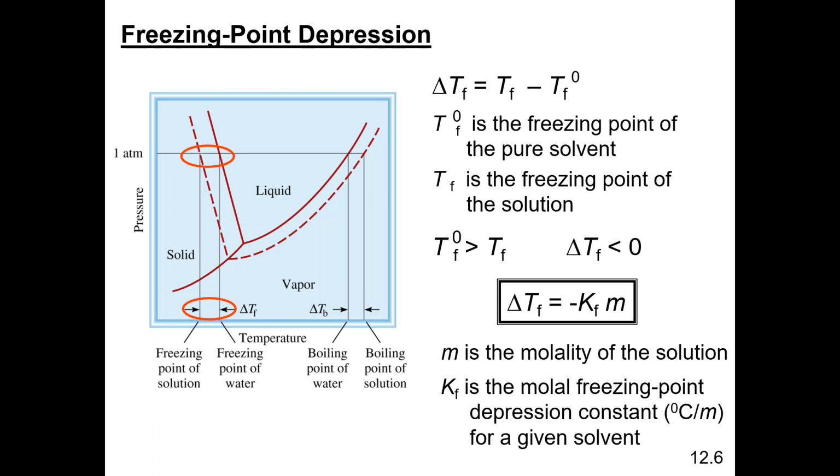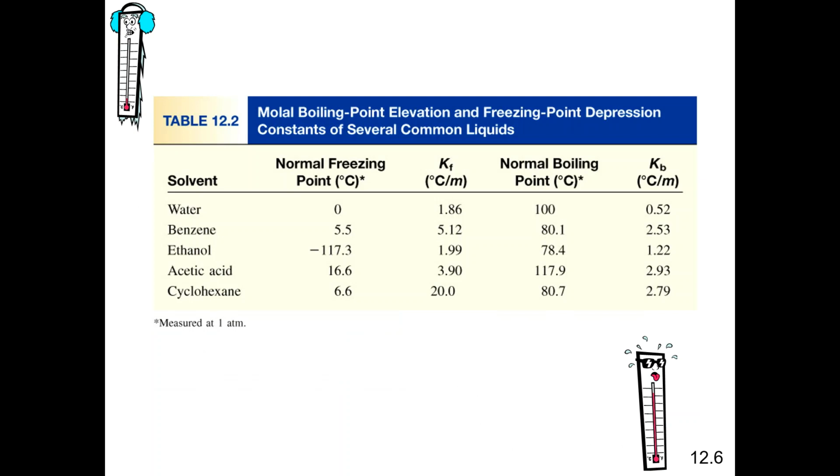Kf is the molar freezing point depression constant, and the units are the same as in the case of Kb. So we have Kb, which refers to boiling point elevation, and Kf, which refers to freezing point depression. This is just a table giving you a sample of different substances, actually solvents, and their respective data with respect to freezing point, boiling point, Kf and Kb values.